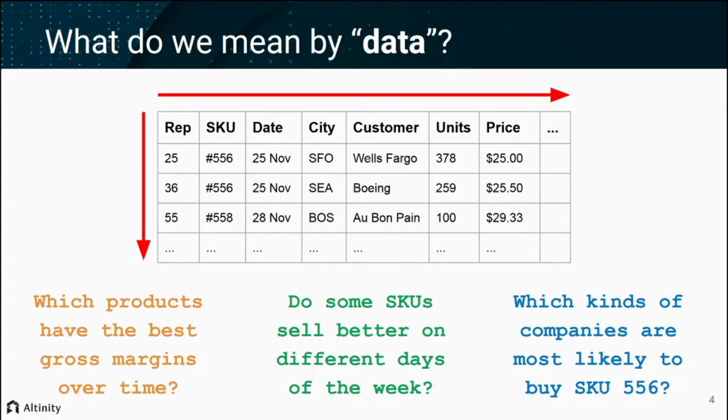In the example I'm showing you right now, we see a typical table from a data warehouse containing sales data. Data warehouses are used to answer questions that often go to company strategy and tactics, such as which products have the best gross margins over time. If you can figure that out, you know which products make the most money and the ones that you want to focus on selling. Similarly, if you can answer the question, which kinds of companies are most likely to buy SKU 556, that's a product, then you can direct your salespeople to the places where they're most likely to make sales and bring home the bacon.